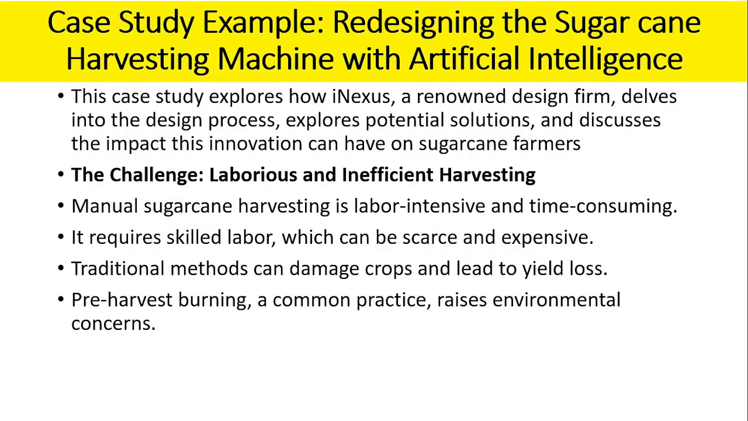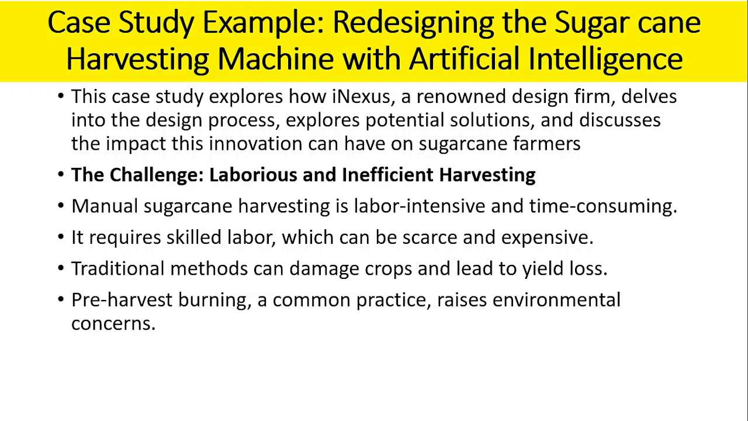So I want to explain with some examples. I want to give a case study example that I conducted before doing the product development and before applying for the product to the International Patent Office. The same case study I have given here: redesigning the previously available sugarcane harvesting machine with artificial intelligence. Here is the case study prompt I have.